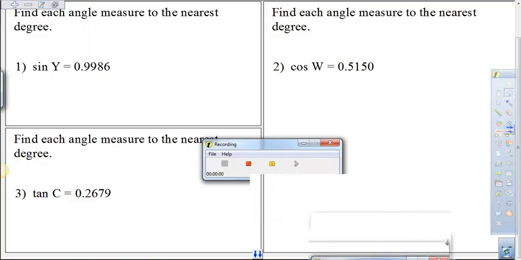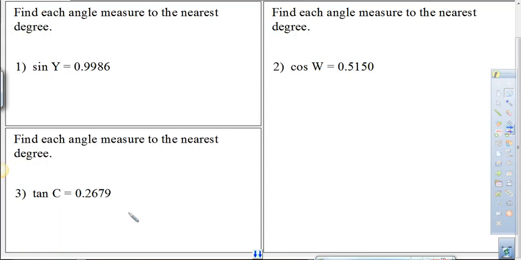Alright, so we are doing trig. We are finding each angle measure to the nearest degree. This is just to make sure that your calculator's in the correct mode, you know where the buttons are, all that kind of good stuff.